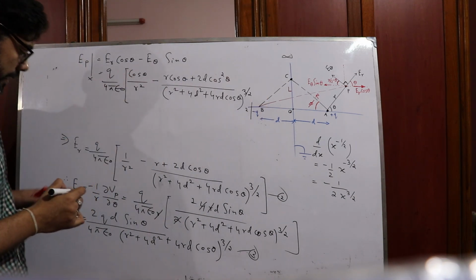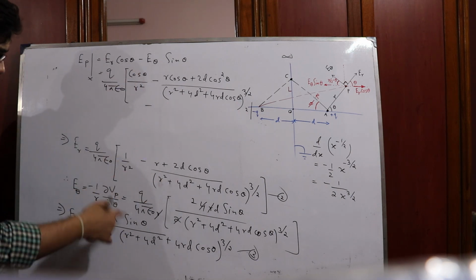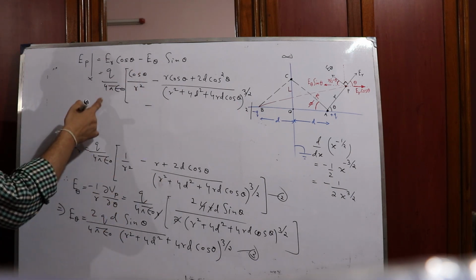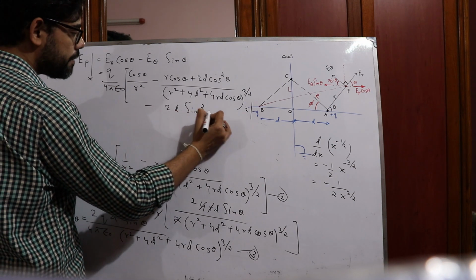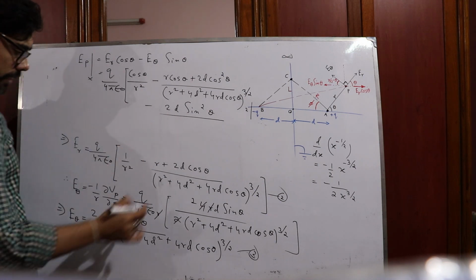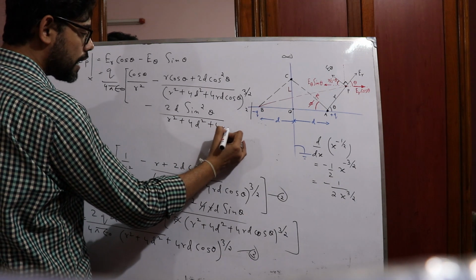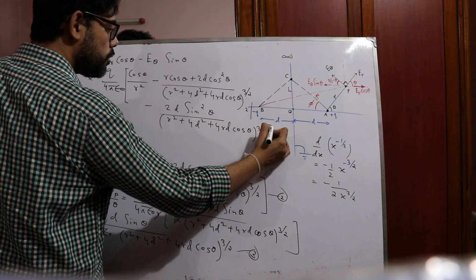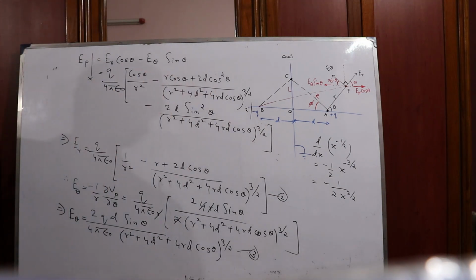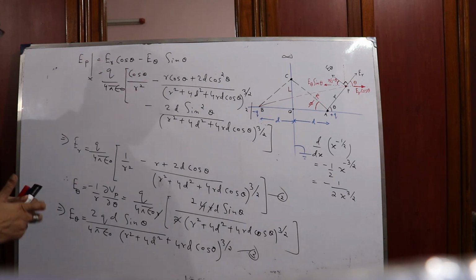Okay, minus E theta sin theta. So minus E theta, multiplied with sin theta, q by 4 pi epsilon 0 is already outside, so you get 2d sin square theta by (r square plus 4d square plus 4rd cos theta) raised to the power 3 by 2. Okay, so this is exactly how you get E at the point P along x direction. This is the expression.